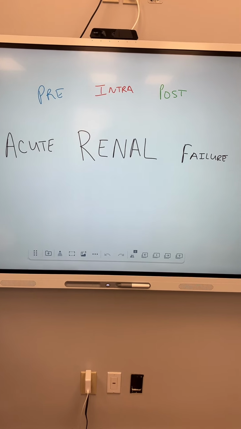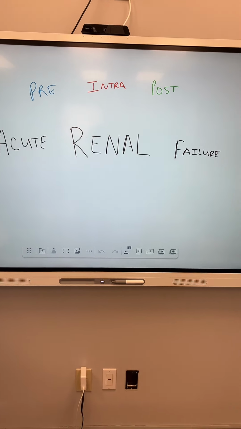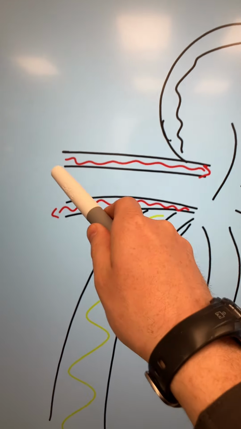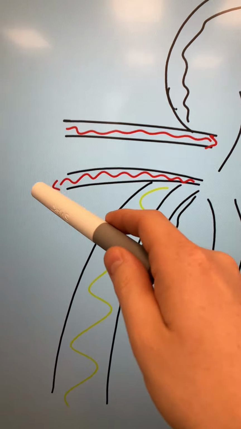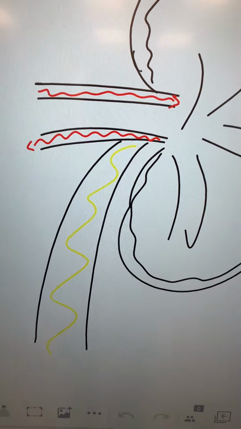Today I want to talk about acute renal failure. Specifically, what's the difference between pre-renal, intrarenal, and post-renal failure? By way of review, let's remember that unfiltered blood comes into the kidneys to have nitrogenous waste removed and excess fluid, and then the blood leaves the kidney and goes back filtered to the rest of the body while urine and waste comes down through the ureters.